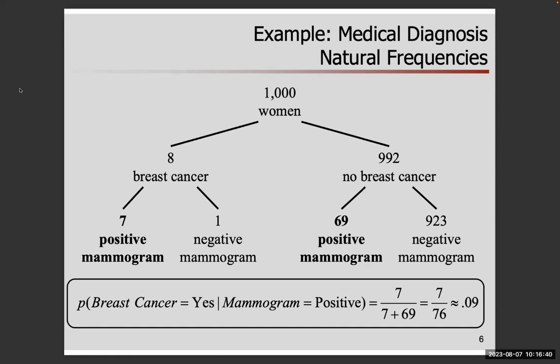Well, just looking off the tree, let's see. We got 7 people way over there on the left. Those are the people that have a positive mammogram result and actually do have breast cancer. Out of how many total people have a positive mammogram result? Those 7 plus these 69 who actually don't have breast cancer, 7 out of that total, 7 plus 69 is 76, rounding to 2 decimal places is 0.09. We'd say on the basis of sort of reasoning through this tree, the probability that a patient who has a positive mammogram screener actually has breast cancer is about 0.09.